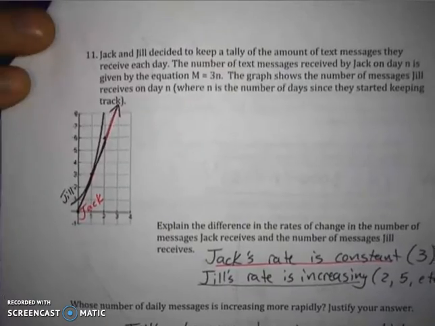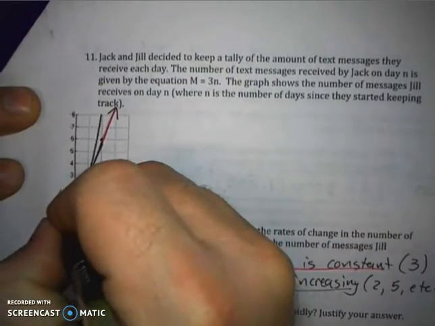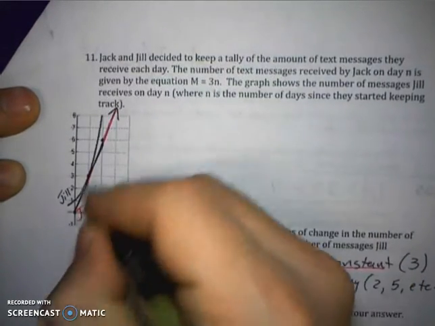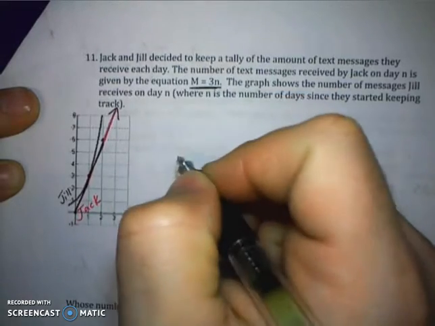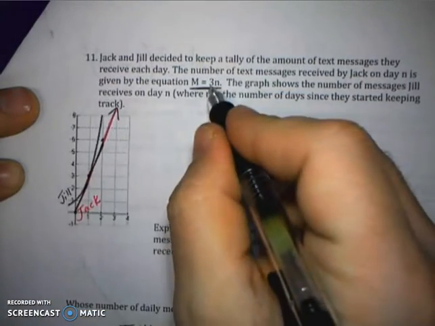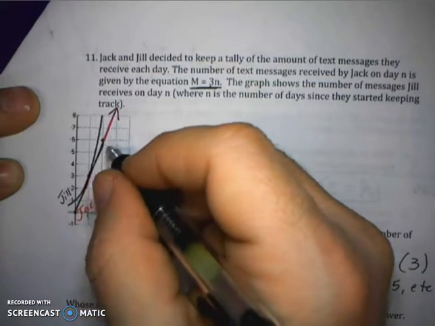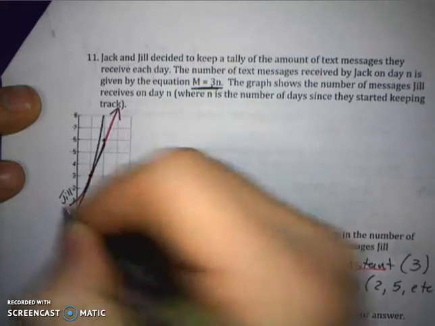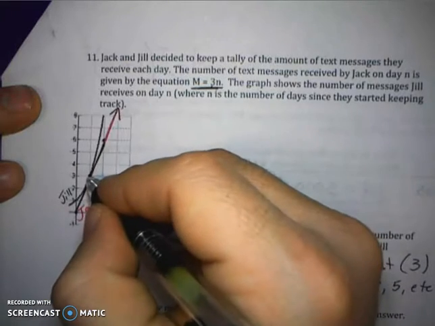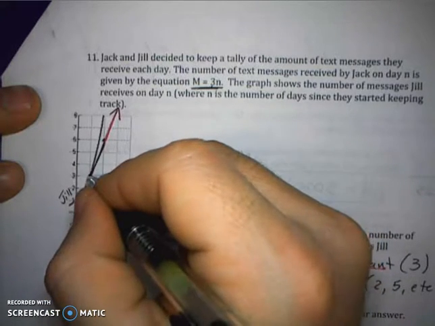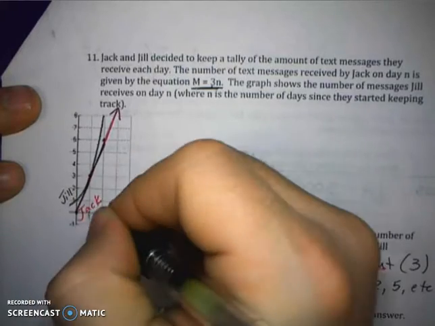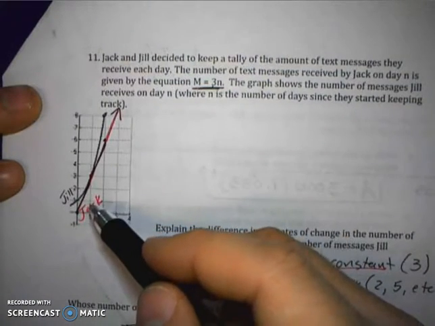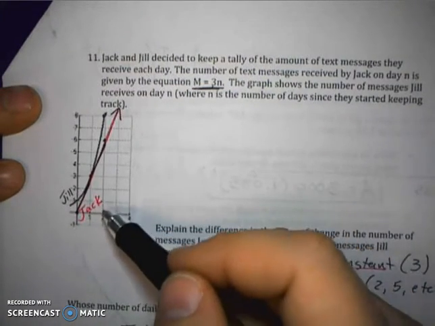Okay, number 11, I know I worked through this with some of you. This curve represents Jill's amount of text messages each day, and this line I've drawn in myself is this formula. Jack is always just going to get 3 messages each day. He's not going to increase and get more than that. He's not going to get less than that. He just gets 3 messages every day. But Jill, on day 0, she had 1 message to start with, where Jack had none. But on day 1, she had 3 messages. On day 2, she had all the way up here at 8 messages. So Jill's amount of text messages increased more than Jack's did from one day to another.